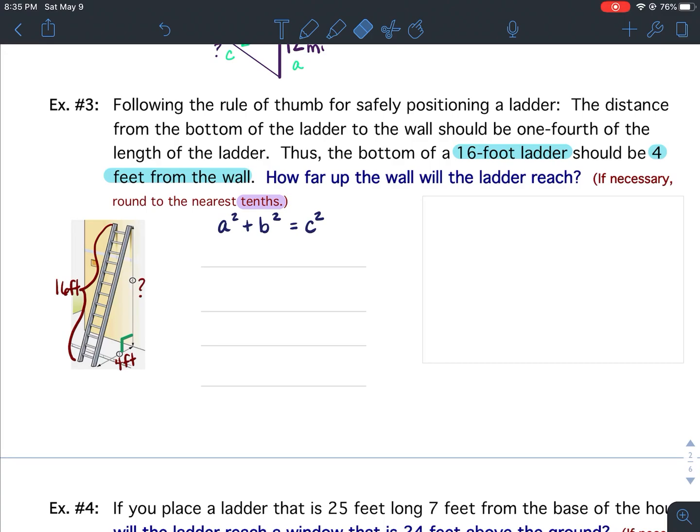So if you have a ladder that is 16 feet long, it should be placed 4 feet from the wall because 16 divided by 4, or 1/4 of 16, is 4. So if you have a 16-foot ladder and it's 4 feet from the wall, how far up the wall will the ladder reach? It doesn't reach 16 feet up the wall because the ladder is at a slant.